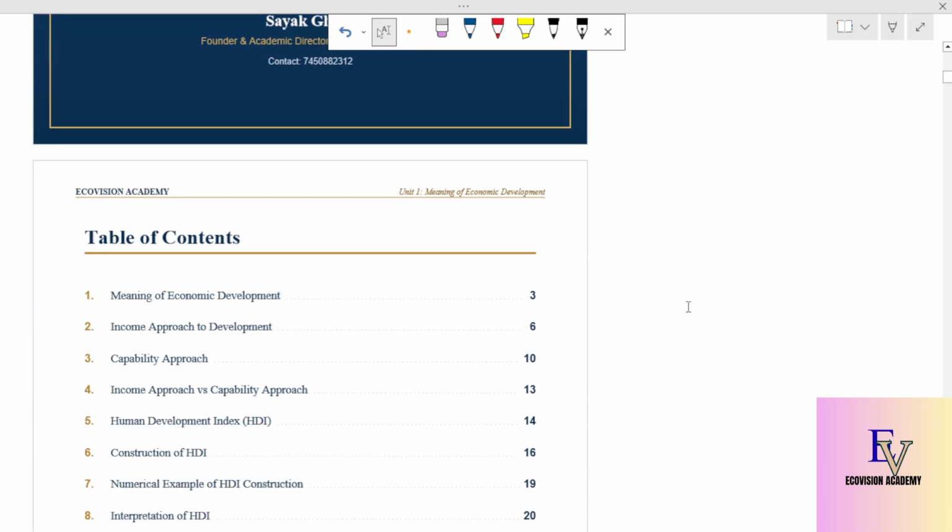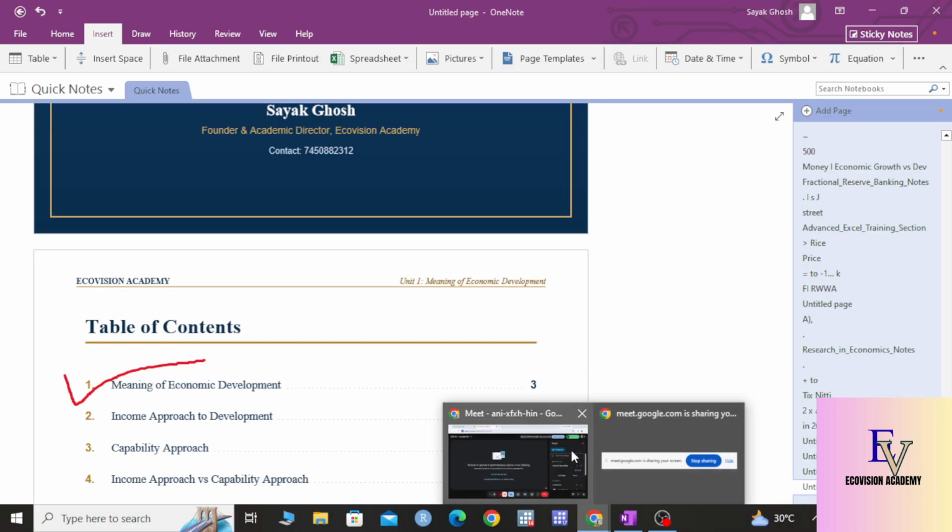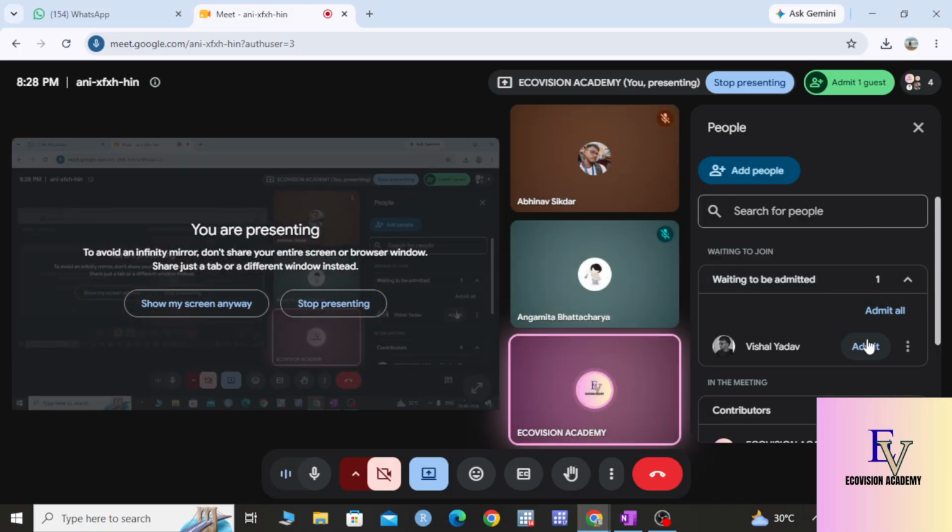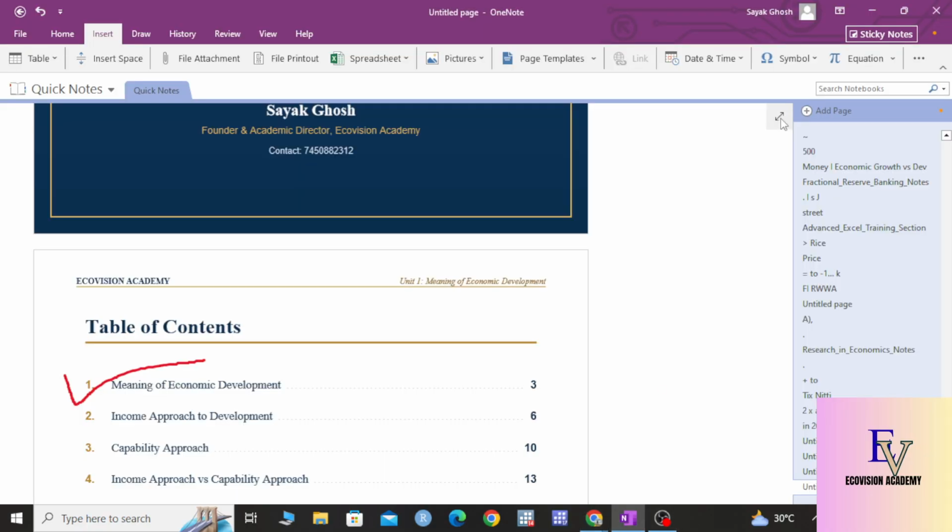And the first thing we will go with is, what is the difference between economic growth and economic development, then what is the income approach to development. There are certain approaches for economic development. How can we say that a country is underdeveloped or developing, or it is being developed? What are the criteria by which we can say that a country is developing or developed or underdeveloped?